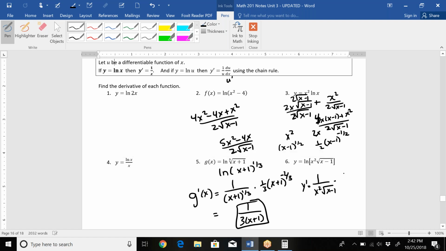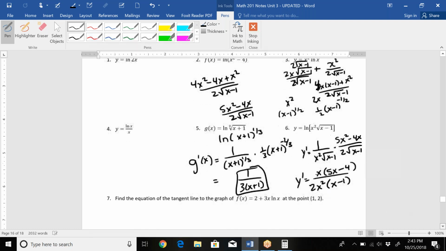Okay, so I'm going to chain that along to this. So I have 5x squared minus 4x over 2 times square root of x minus 1. So y prime is, I can pull out an x on top that I'll cancel with one of those x's on bottom. So that's 5x minus 4. I have that 2x squared, and square root of x and square root of x is just x minus 1. So that will cancel one of the x's on top with bottom. So my final y prime here is actually really not that bad looking. It's 5x minus 4 over a 2x times x minus 1.